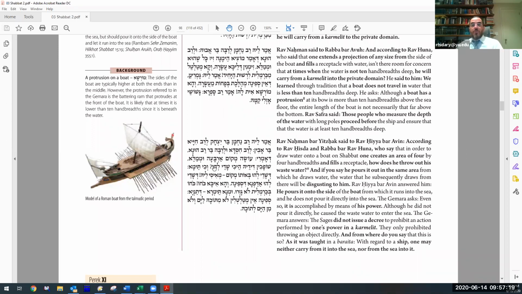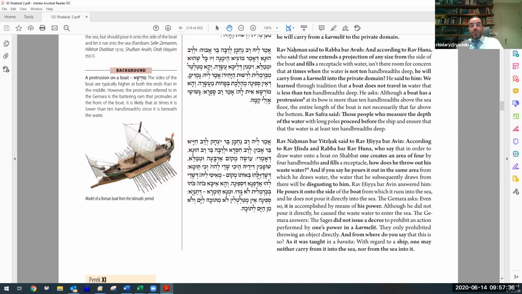According to the second opinion above, that said you can't just bring up the water, you have to make this box and bring up the water that way. What about wastewater that you want to throw out of the boat? You're going to have the same issue that throwing from the Reshut HaYachid to the Karmelit is still asur midrabanan.